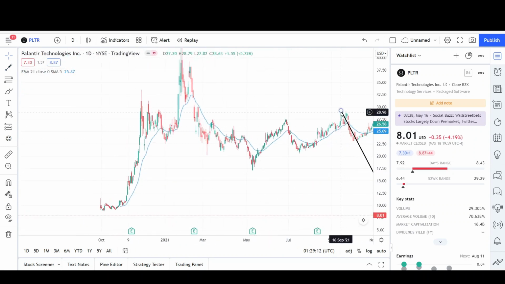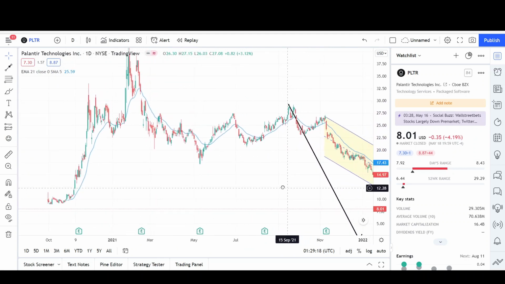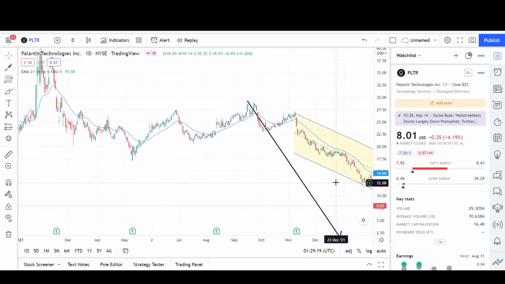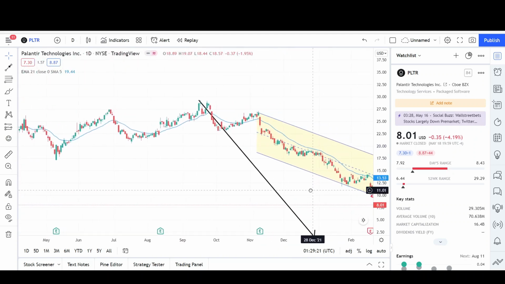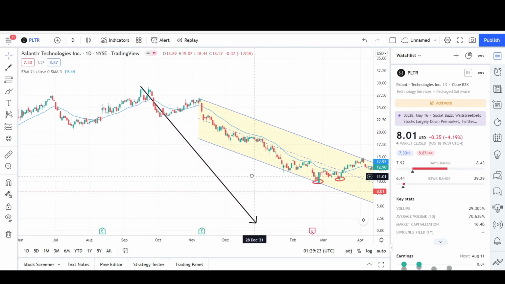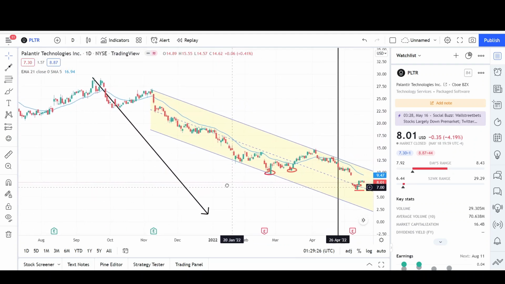Pretty much since the top of the leg back in September 2021, we have been going down. Where are we going? We continue to drop. You can see on the right side of my chart that the price continues to drop. And where is it going?